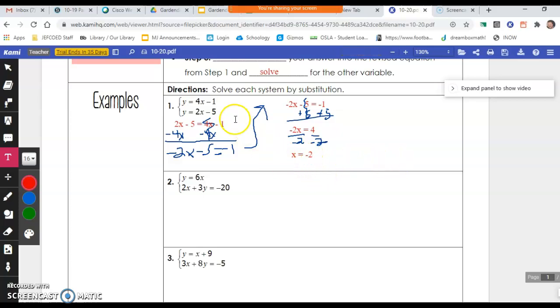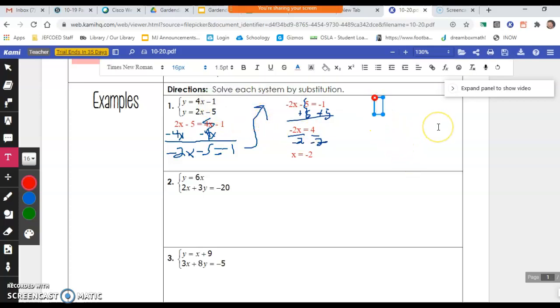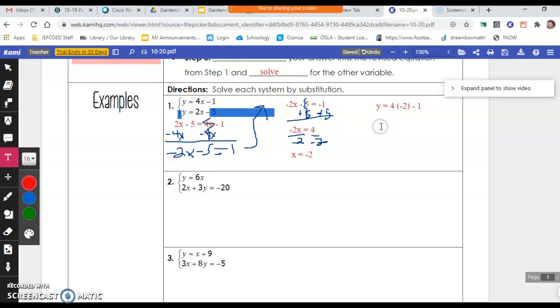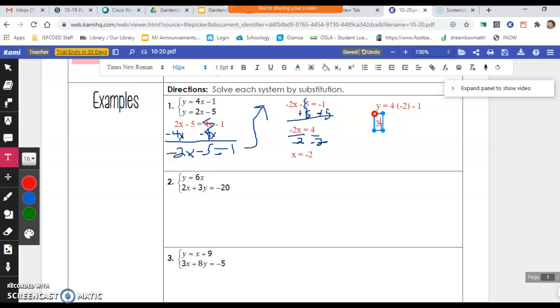All right, so take your negative 2. Do y'all want to do the first one or the second one? Sure, first one. So we have y equals 4 times negative 2 minus the 1. All right, so you guys know 4 times negative 2 is what? Negative 8. And then negative 8 minus 1 is what? Negative 9. So y equals negative 9.